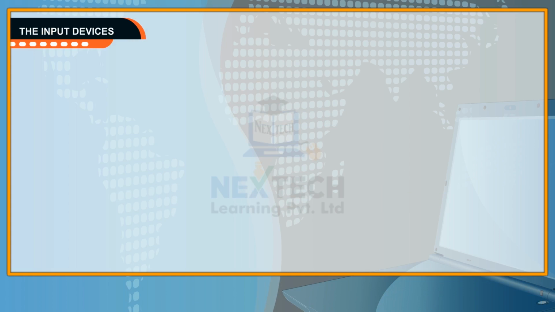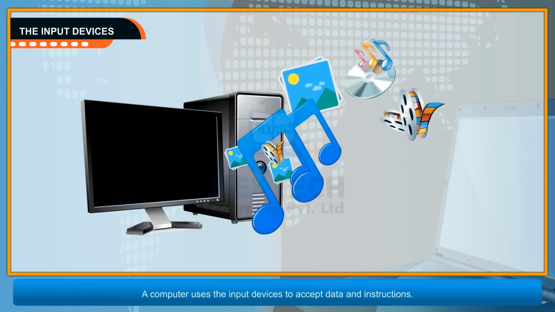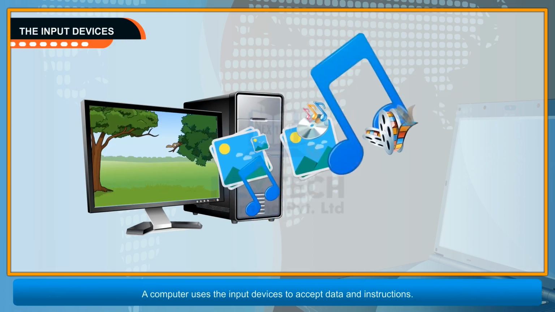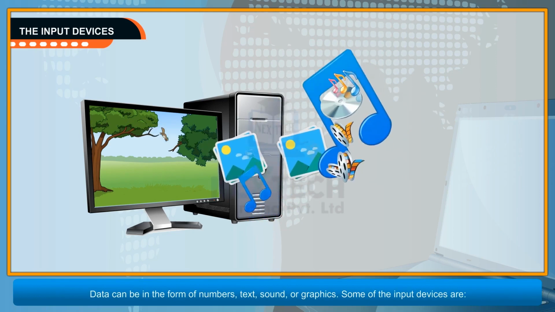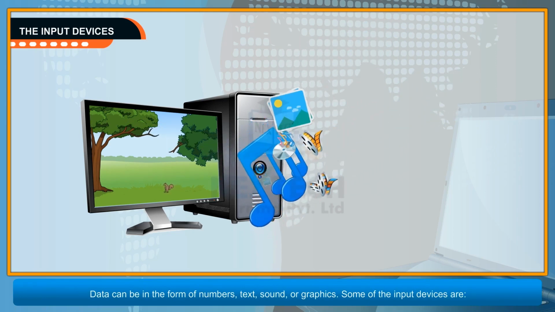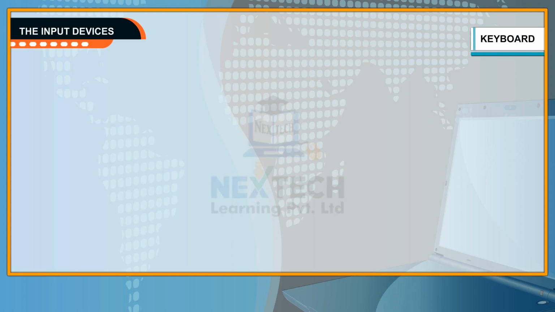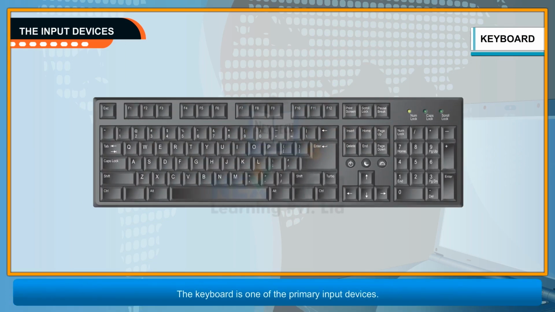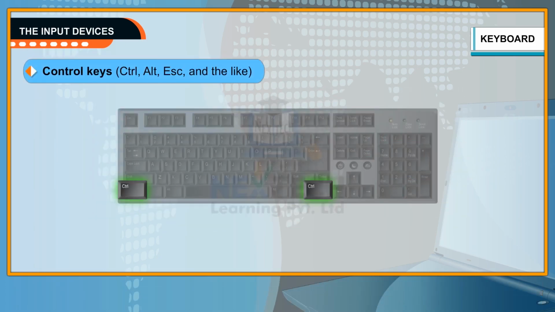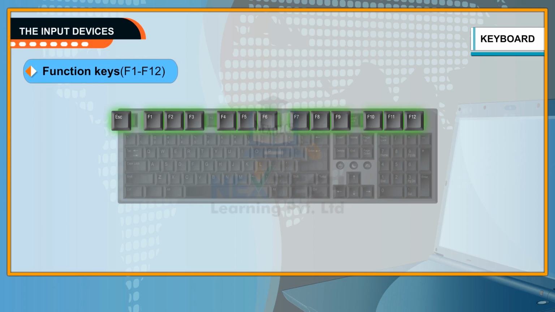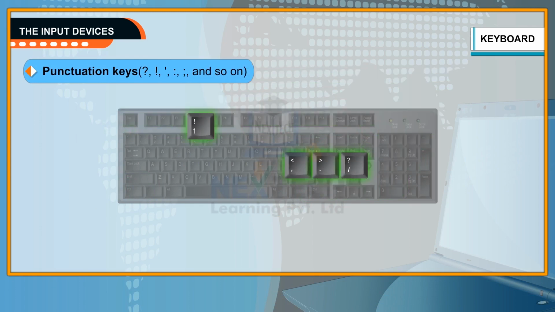The input devices. A computer uses the input devices to accept data and instructions. Data can be in the form of numbers, text, sound, or graphics. Some of the input devices are keyboard. The keyboard is one of the primary input devices. It has many buttons known as keys. A standard keyboard has around 104 keys divided as follows: alphanumeric keys, control keys, function keys, special keys, punctuation keys.